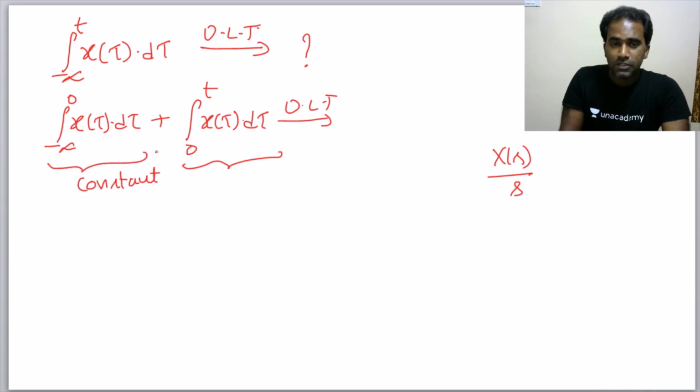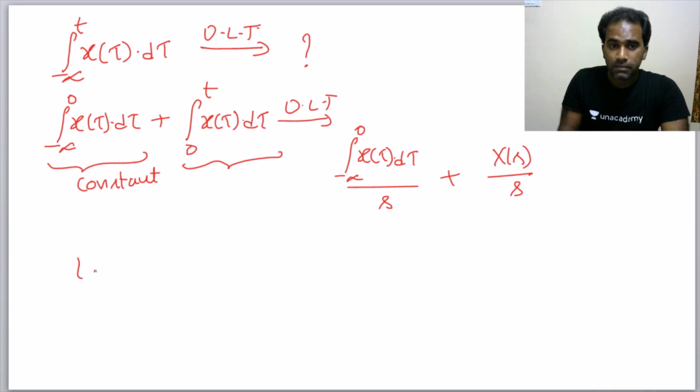So unilateral Laplace transform of a constant is always constant times 1 by s. So what is the constant? Since we don't know what the signal is, we have to write that constant as it is. So that constant is minus infinity to 0, x of tau d tau itself is the constant, divided by s, plus x of s divided by s.